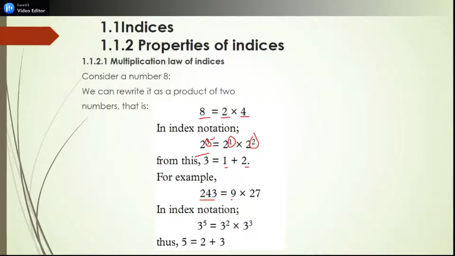It's the same as here. 243 is equal to 9 times 27. This one can be written as 3 power 5, which is equal to 3 power 2 times 3 power 3. This 5 is given by 2 plus 3, which means 3 power 5.